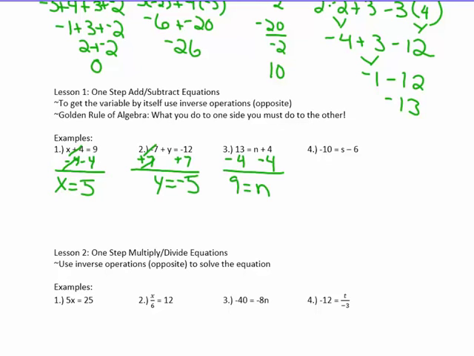Right? I don't want to hear I did it on my calculator. I did it in my head. This is how the work has to look. Add 6 to both sides. So -10 plus 6 is -4 equals s.